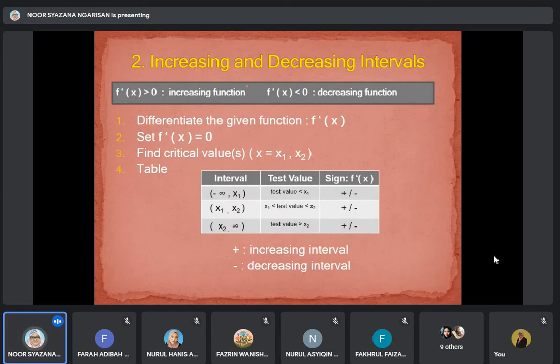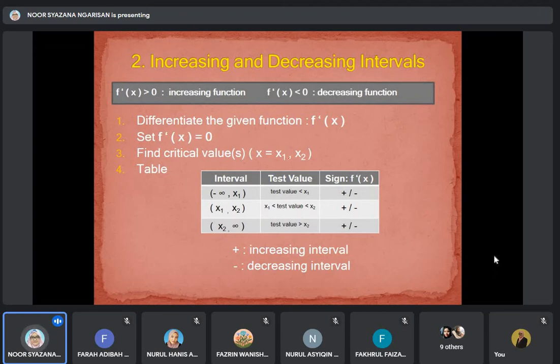First derivative, the value is less than 0, then decreasing. Okay, to determine increasing and decreasing interval, here I give you 4 steps. Number 1, differentiate the given function. Kita buat first derivative. Number 2, set f1x equal 0. First derivative tadi samakan dengan kosong. Number 3, find critical value. Critical value ni, tadi awak dah buat f1x equal 0, kemudian cari nilai x. The x values that you get, we call it as critical values. And then from critical value, we can construct this table.